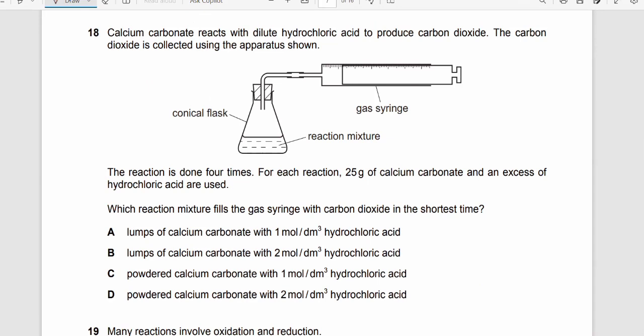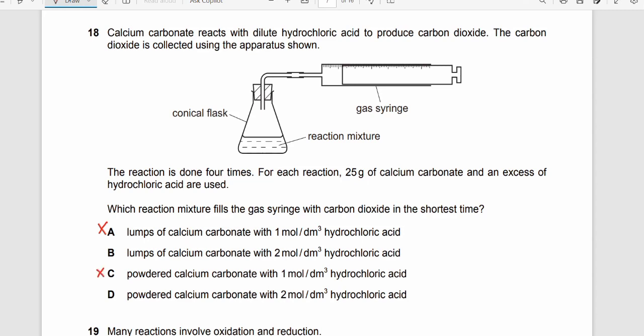Lumps of calcium carbonate with 1 mole per dm cube of hydrochloric acid, and lumps of calcium carbonate with 2 mole per dm cube. Now if we have hydrochloric acid at 2 moles, then those are more preferred because the concentration of the hydrochloric acid is greater, so the rate of reaction will be fast. So now let's skip 1 and 3.